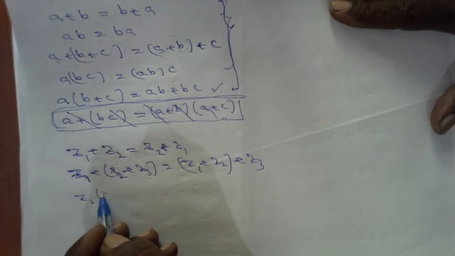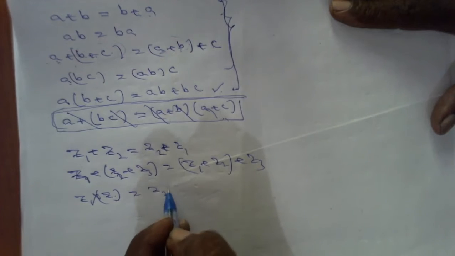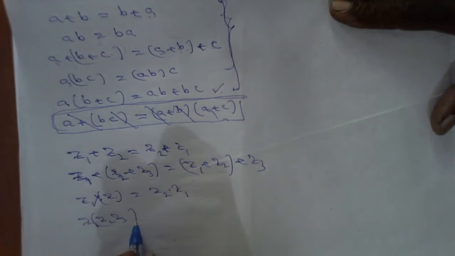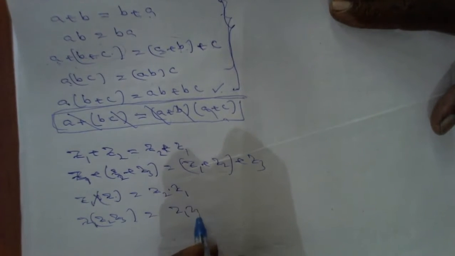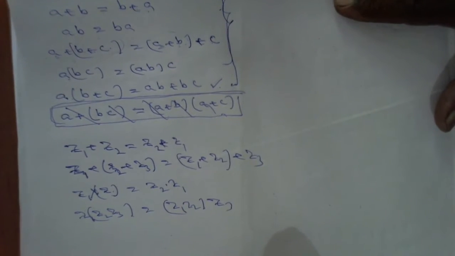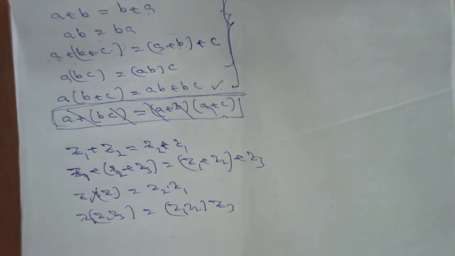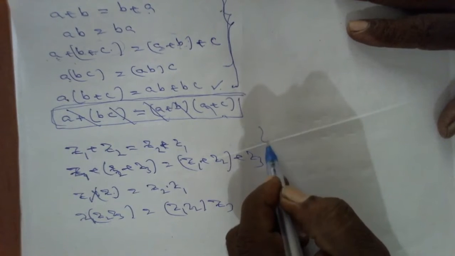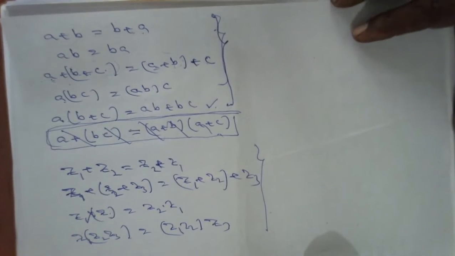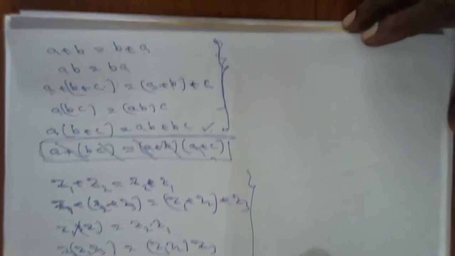C1 C2 equals C2 C1. (C1 C2) C3 equals C1 (C2 C3), right? For complex numbers also, you can very easily prove these. These laws are applicable. These properties are true: the commutative property, associative property, and distributive property. All these rules are true for complex numbers, right?